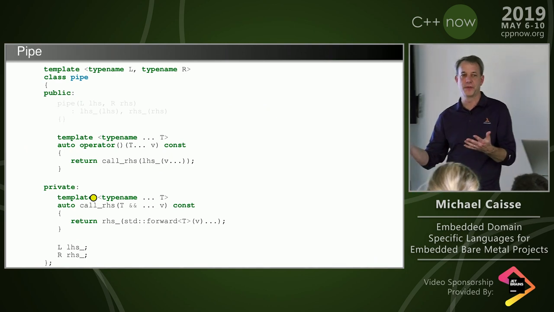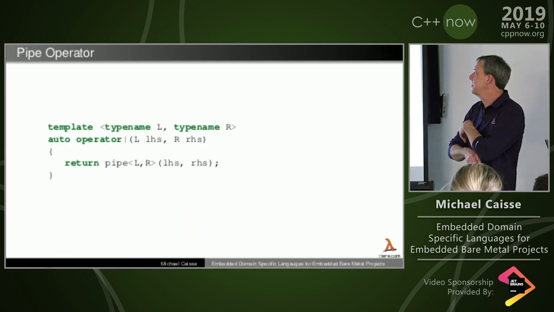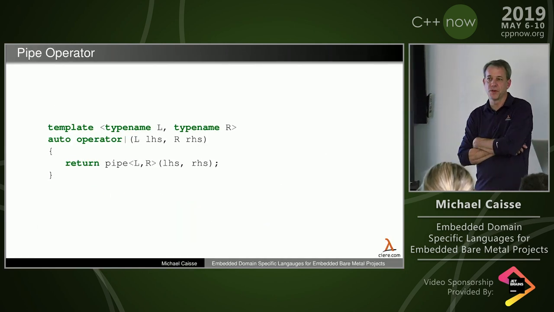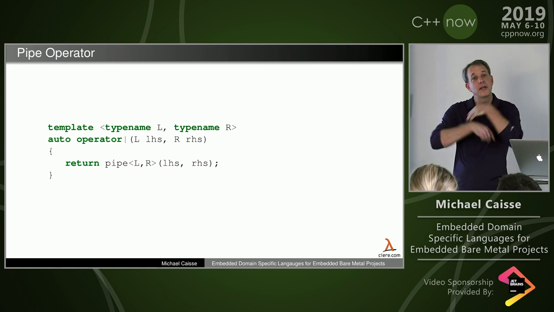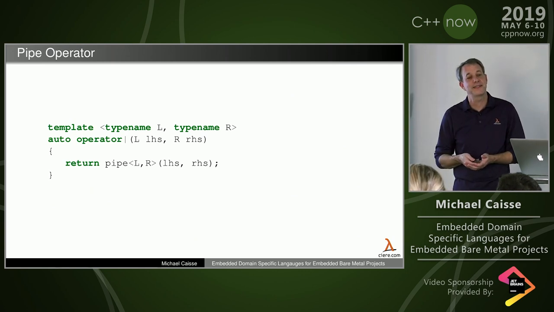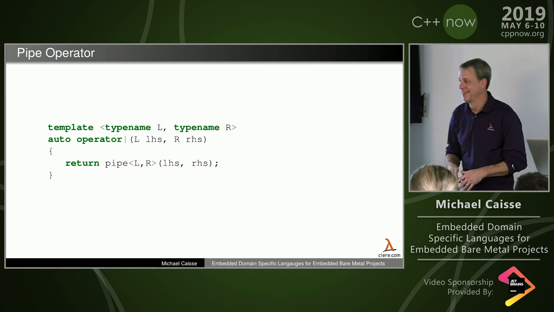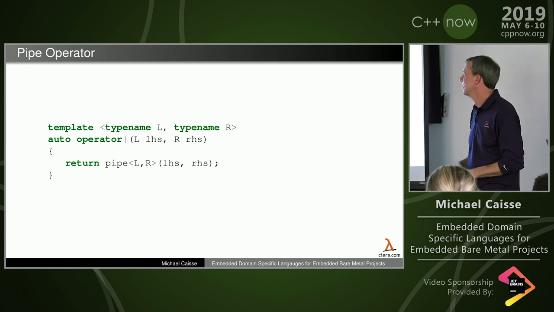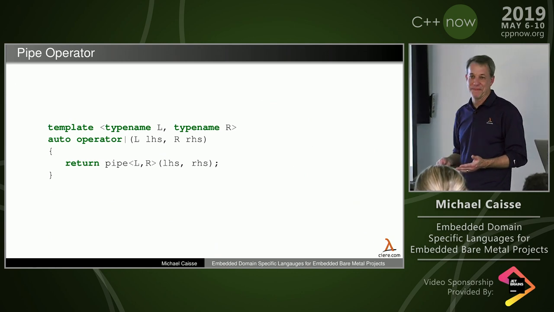And now how are we going to get a pipe type? We'll have to overload our operator. So we'll go ahead and take operator, and let's just take everything in the whole world. That sounds like that should work. And we'll go ahead and create a pipe.